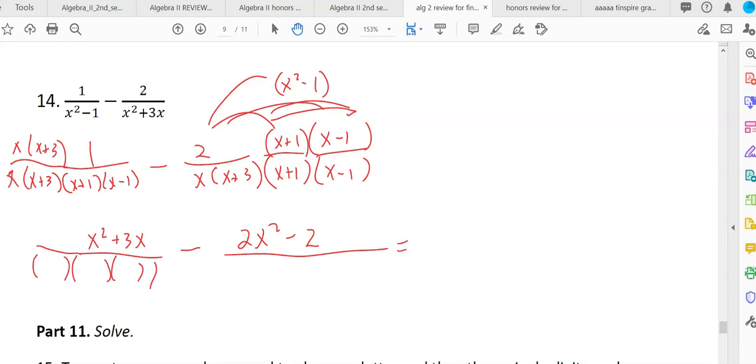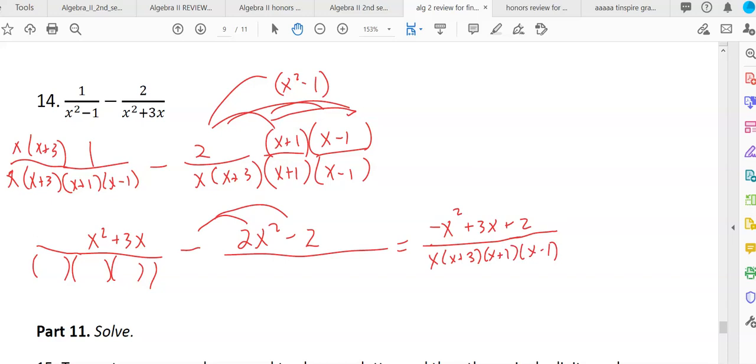Okay, so then this distributes to both terms. So the numerator, I get x squared minus 2x squared is negative x squared. That's minus negative 2, which is plus 2. So I get plus 3x plus 2 all over x times x plus 3 times x plus 1 times x minus 1.